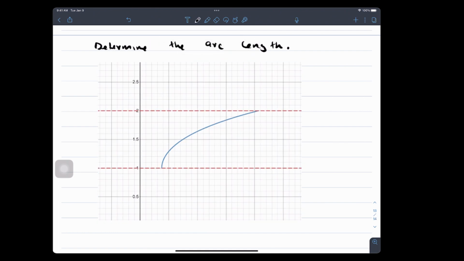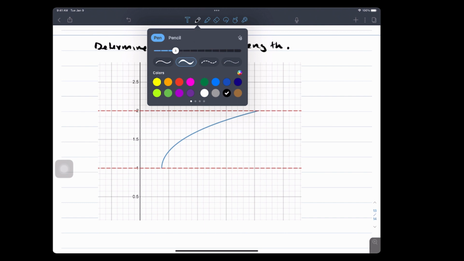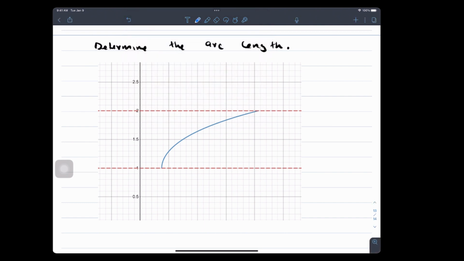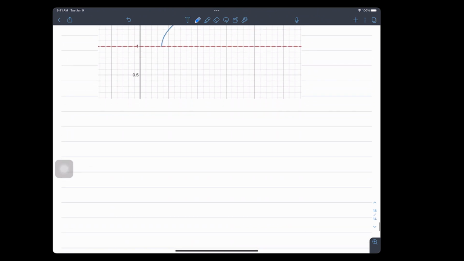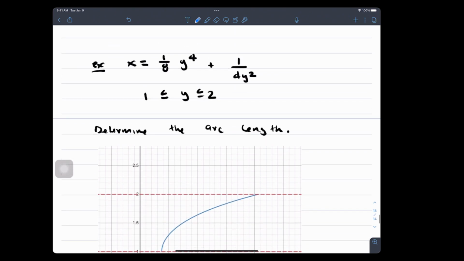Okay, so that's kind of what we're talking about. They gave you x as a function of y, and y goes from 1 to 2. They still want you to find the length of that curve. So you're still going to use the same formula here. What do I mean? I need x prime, which is really dx/dy, right? So now differentiate the x function. Was that 1/8 y to the 4th plus 1 over 4y squared? Is that true? Right? Yes.